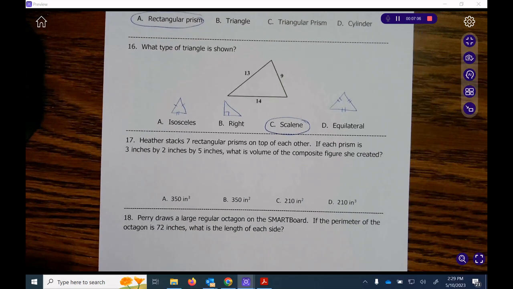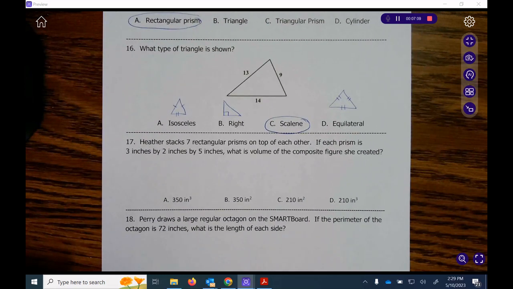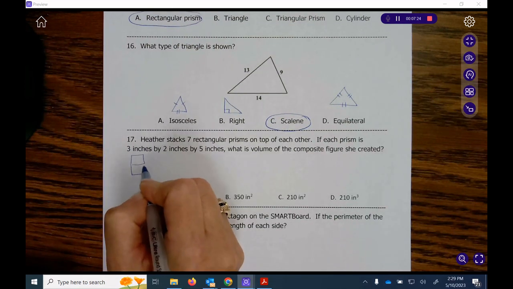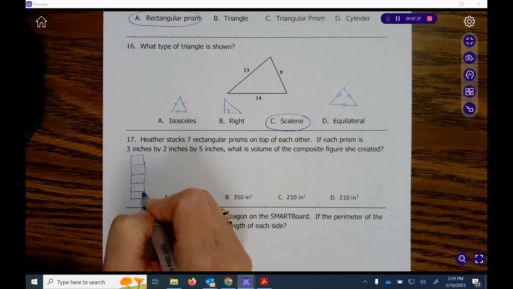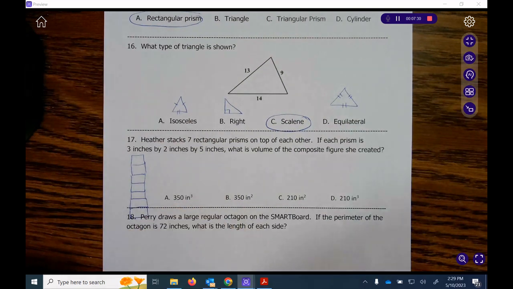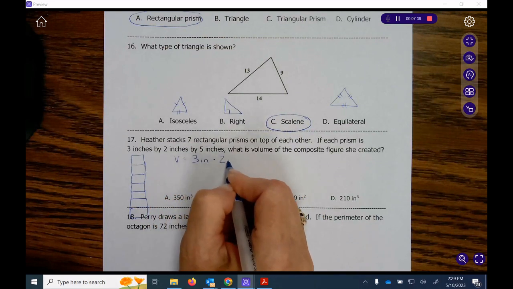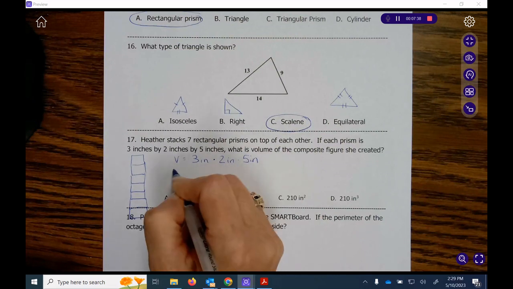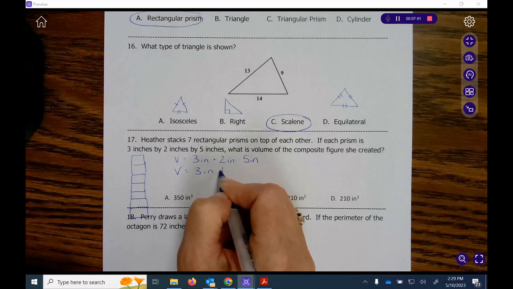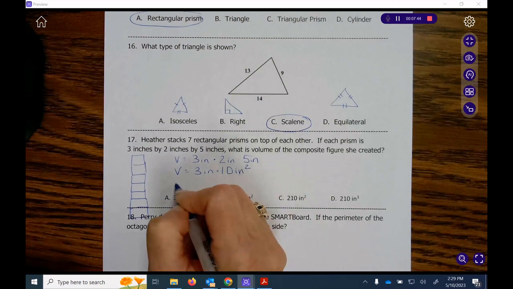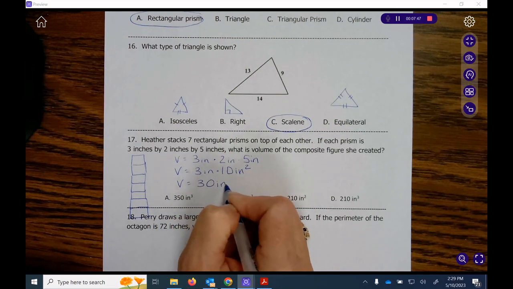Moving on. Heather stacks 7 rectangular prisms on top of each other. If each prism is 3 inches by 2 inches by 5 inches, what is the volume of the composite figure she created? So we have 7, 1, 2, 3, 4, 5, 6, 7. And 1 prism is 3 inches by 2 inches by 5 inches. So 3 inches times 10 inches squared. So the volume equals 30 inches cubed.